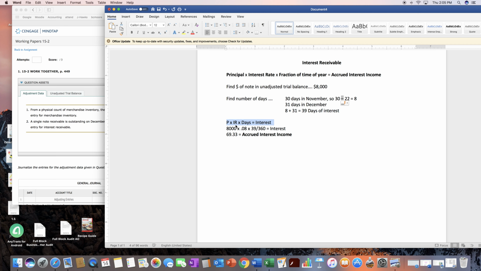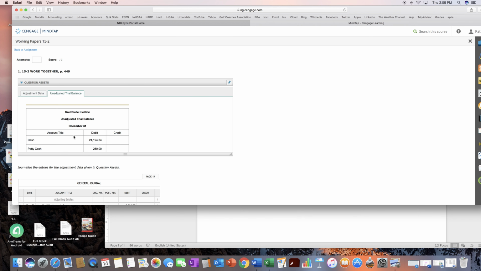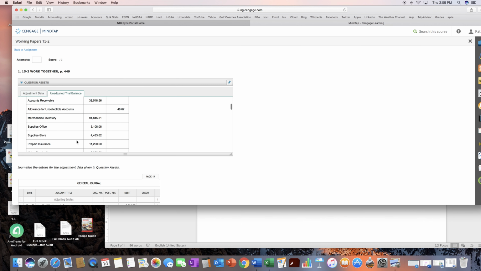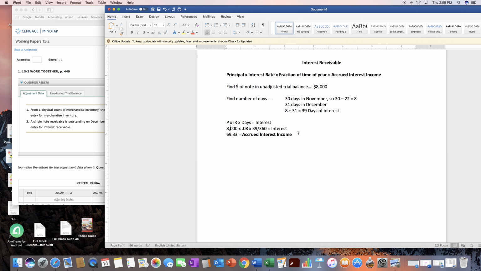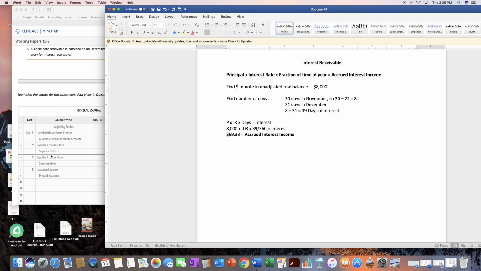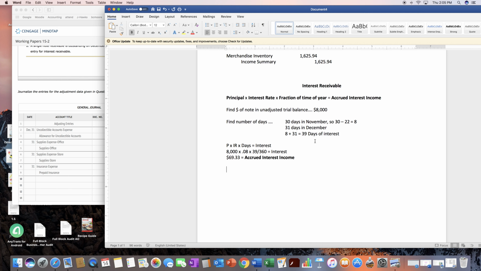So we put it back into that same formula. I'm just kind of abbreviating here. Principal times interest rate times days. Again, we know that this is going to be the $8,000 note from our unadjusted trial balance note receivable. And then we have 8% interest. We know that from our instructions. And we figured out 39 days over 360, and that comes up to $69.33.